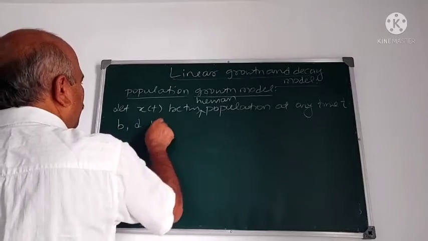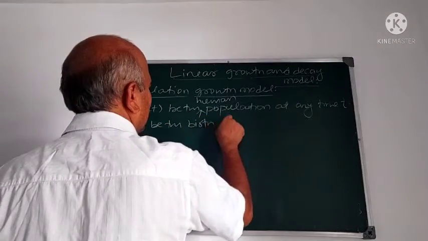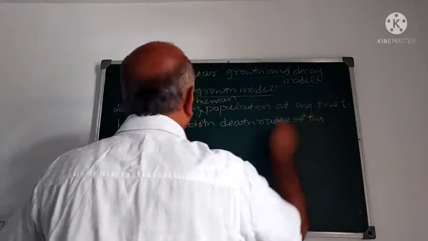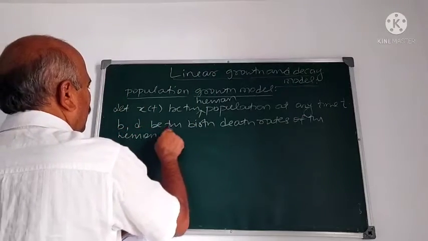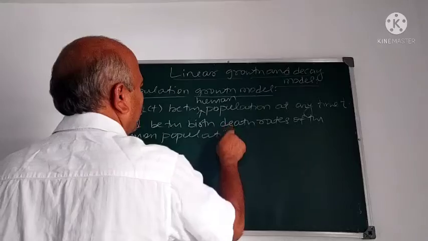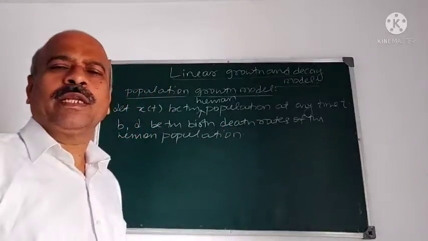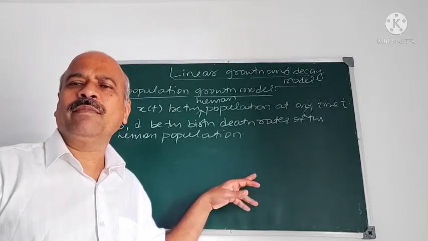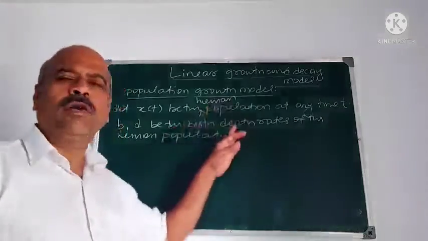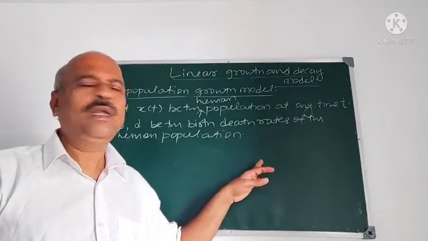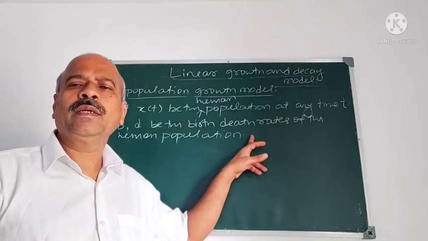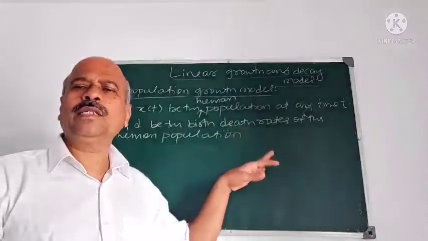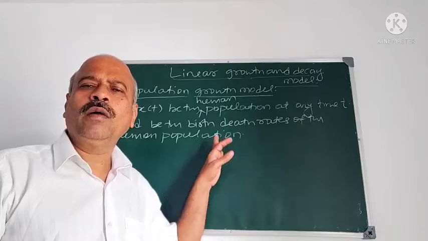let b and d be the birth and death rates of the human population. What do we mean by birth rate? Birth rate is defined as the number of individuals born per individual per unit time, in a given time t. And d is the number of deaths per individual per unit time.